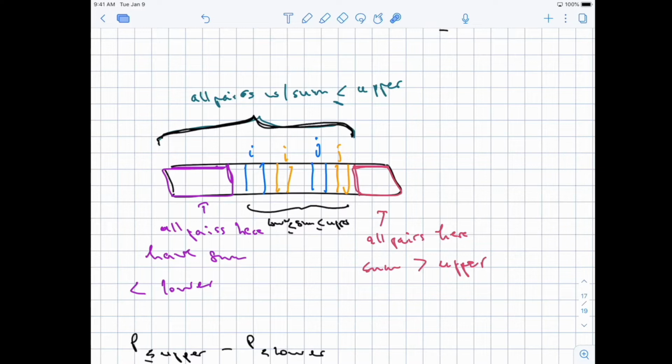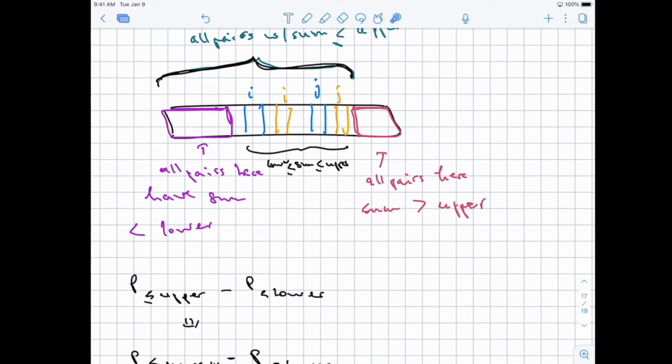It's just counting the pairs that have a sum that is smaller or equal than a single value. And this here is just counting the pairs that are smaller than a single value, right? And so if we say that P of smaller than or equal to upper would be just the number of pairs that is smaller or equal to upper, and this is the number of pairs that is smaller than lower, then this is exactly our answer that we are looking for. This is the pairs that have the sum between lower and upper, right?